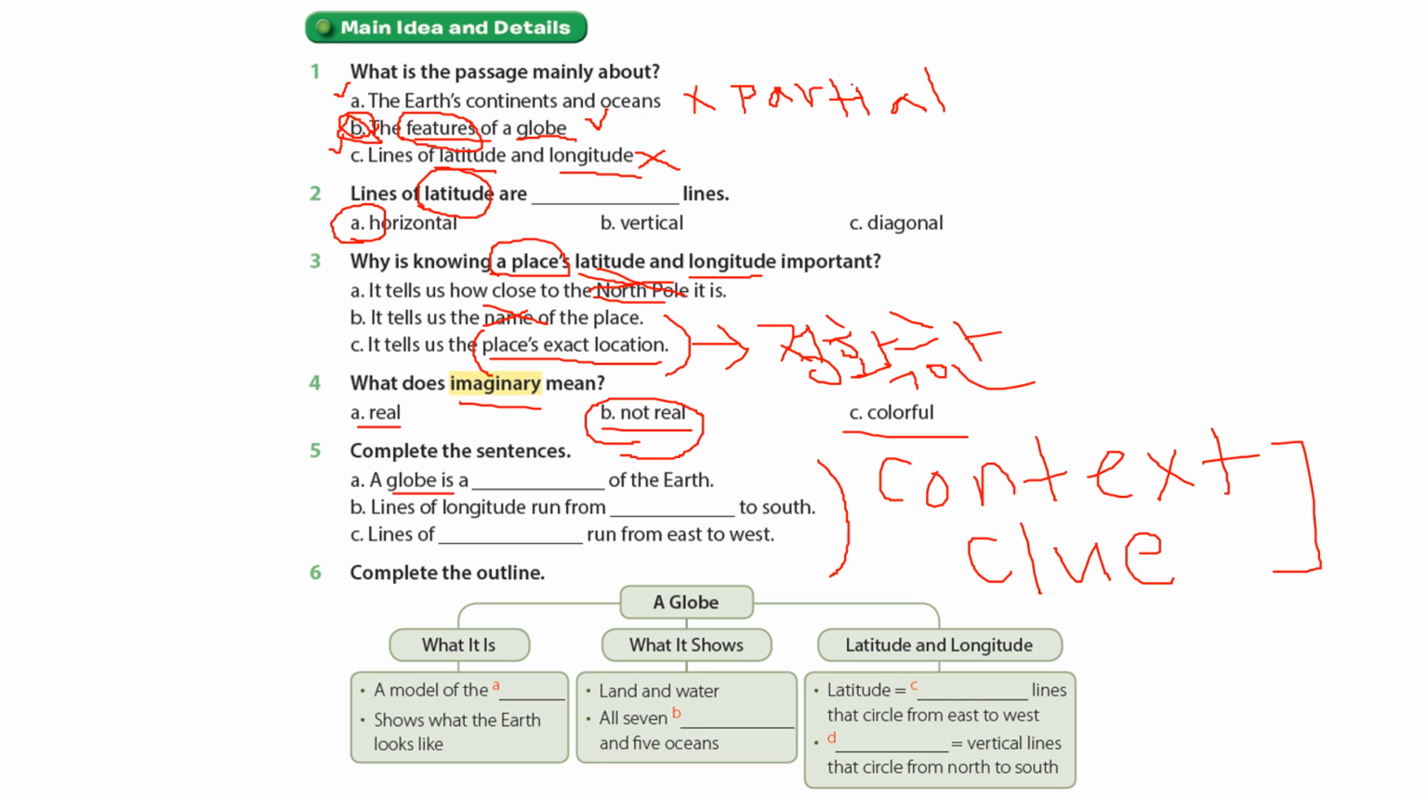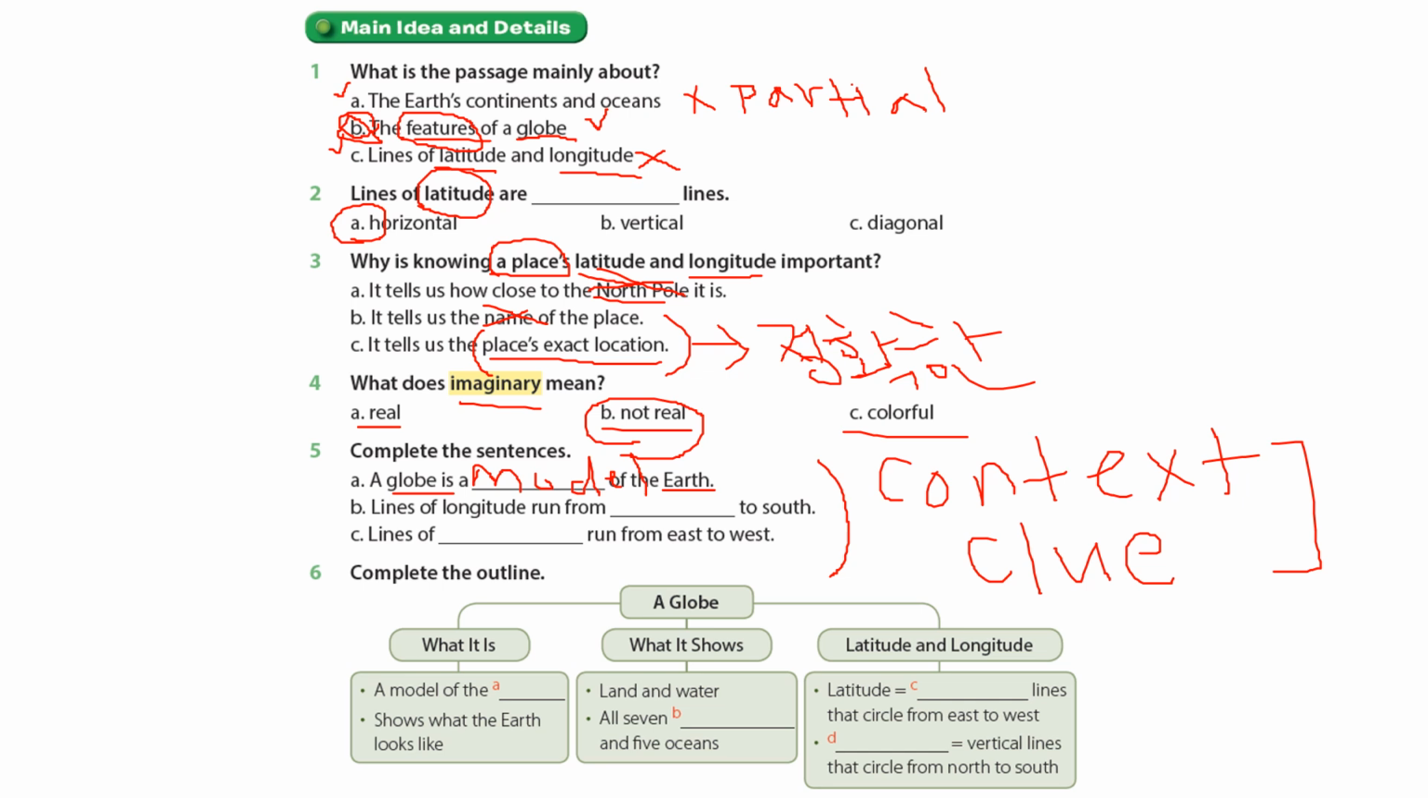A globe is a blank of the earth. 지구본은 our earth의 blank래요. Then what kind of word do you think might fit? 이거를 보여주는 거니까 it is a model. I'm sorry guys, I'm so bad at writing. I'll show you the exact answers in the next page, okay? So just hang on there, okay?